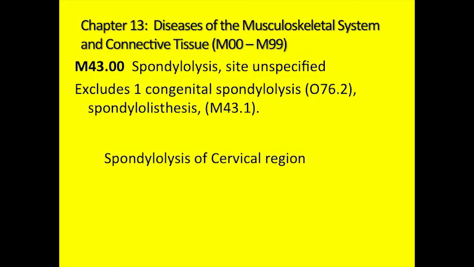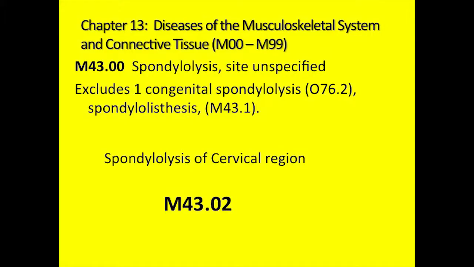You ready? It's an M43.00, which means since it ends in a 0, it's unspecified. Now you see here the Excludes 1: congenital spondylolysis and spondylolisthesis. Does that mean you're going to use that along with this, or instead of? Very good, you see, you're learning ICD-10. Excludes 1 tells you only 1 code. Excludes 2 tells you could use 2.